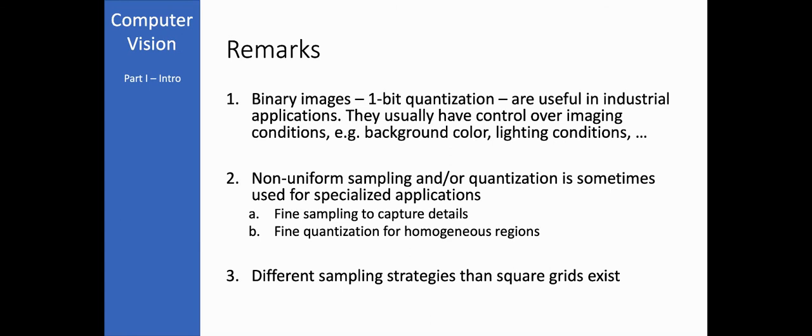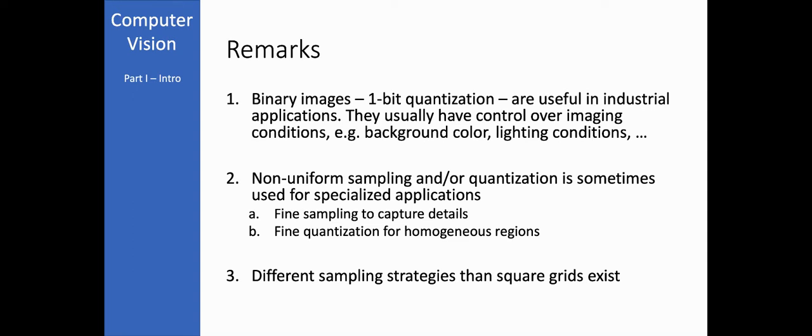One of them is the use of binary images. So the binary images seem like a very extreme case. However, they're actually quite useful in industrial applications where usually people have full control over the imaging conditions, meaning the background color, the lighting conditions. If I have an object that I manufacture, I can actually make sure that the background is completely black, for instance, and the foreground is well illuminated, so the boundaries of the objects are clearly visible.